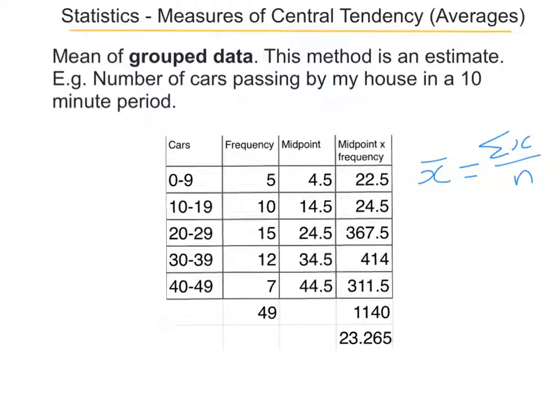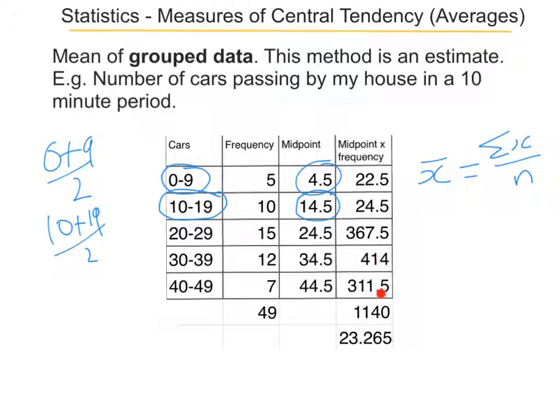So to get this 4.5, what I need to do is estimate what would be a good value to use for 0 to 9. So the midpoint is a good estimate. To get that, I just go 0 plus 9 divided by 2, and that gives me 4.5. To get 14.5, I add 10 plus 19 and divide by 2. And that pattern follows down the table. To get the value of the midpoint times the frequency, I just multiply these two numbers together. So 5 times 4.5 is 22.5, 10 times 14.5 is 24.5, etc.